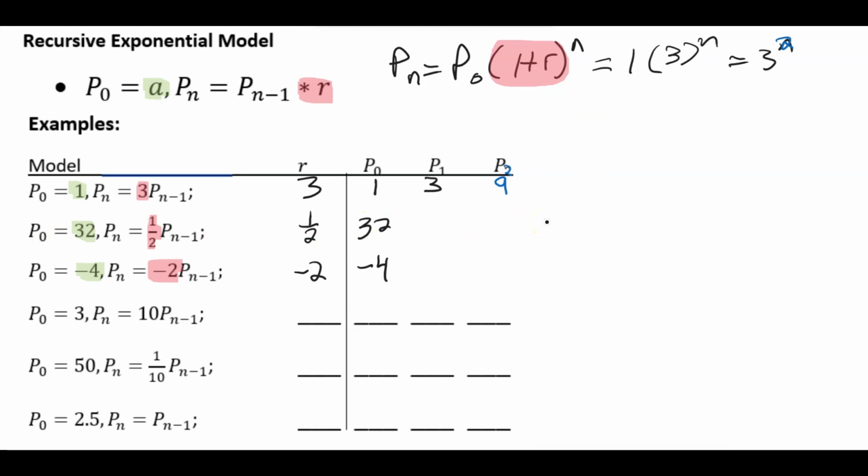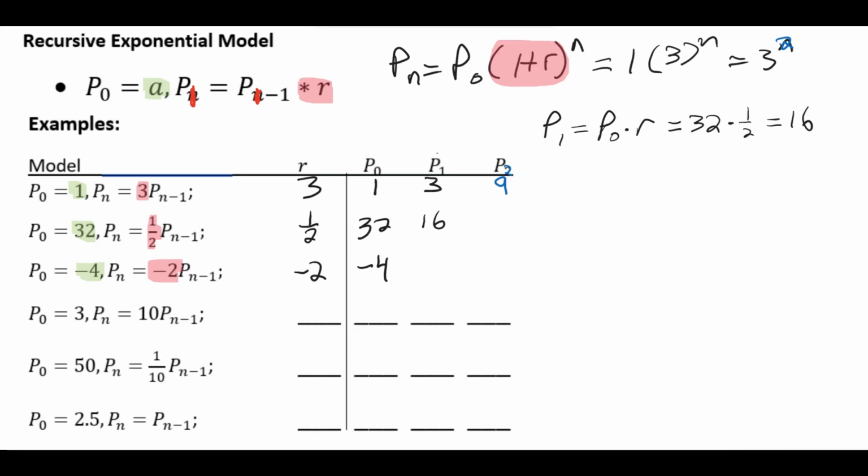That would look like, to find p sub 1, I would need to plug in 1 in for n. And the formula would be p sub 1 equals p sub 0 times r. Now we know what p sub 0 is for this problem. It's 32. And r was 1/2. 1/2 of 32 is 16. We have p sub 1.